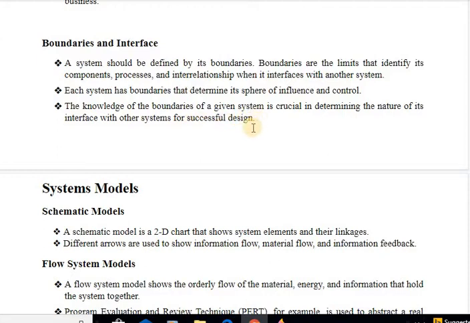Because the system can interact with other systems, boundaries and interfaces define certain conventions, such as that my system is going to take input from the other system also. So in interfaces we define such things, and boundaries define the limit within which my system should work.